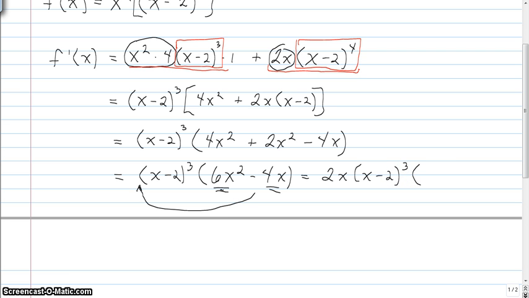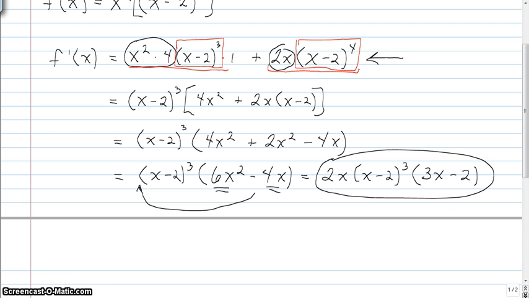And what would that leave me with? 3x here and 2 there. So again, I could have pulled that 2x out at the beginning, and that would have been fine as well, but it works its way out either way. So I think that should be our fully simplified answer for the derivative.